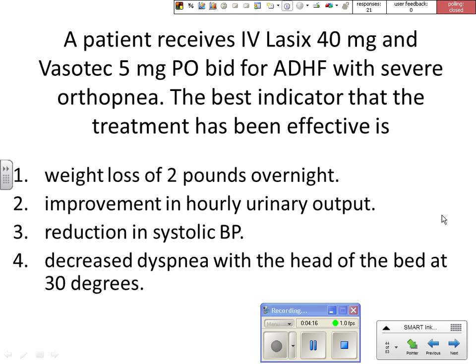You'd love to see a weight loss of 2 pounds overnight, an improvement in hourly urinary output, and you would see a reduction in systolic BP. But in that question, they're asking you what sign as it relates to the severe orthopnea, and that would be decreased dyspnea. So very carefully read these. And also, even if you didn't have that in there, ABCs, priority. Number 4 talks about breathing, right? You should pick that anyway.